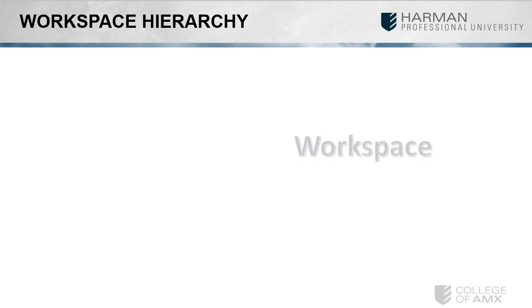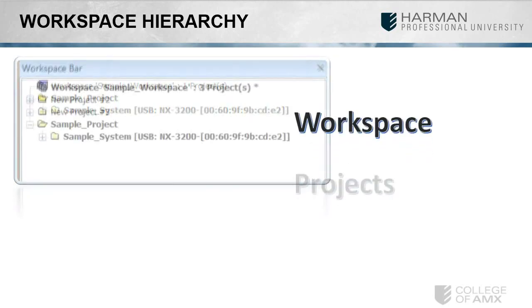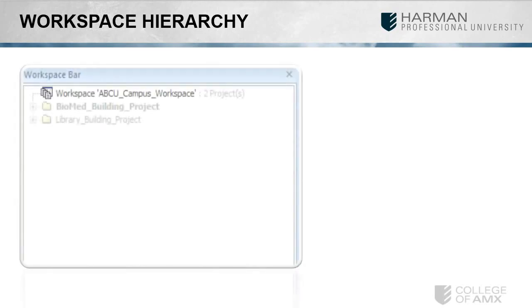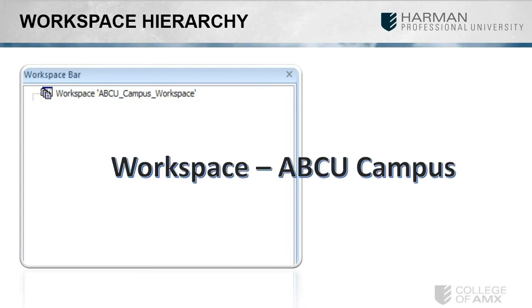Conceptually, you can think of a workspace as a single job or customer, which may contain multiple projects and systems related to this job. To help you understand this better, here's a workspace called ABCU Campus. This is just a fictitious university which makes for a great example of how to properly generate an easy-to-manage hierarchy.